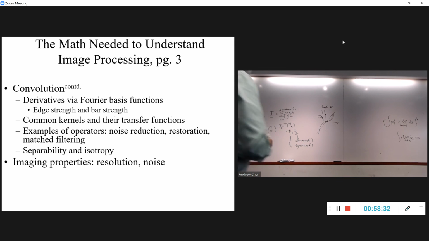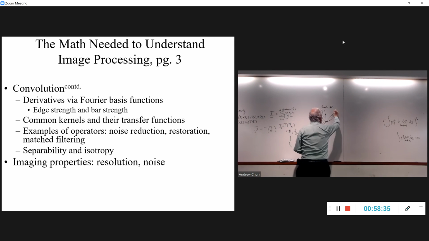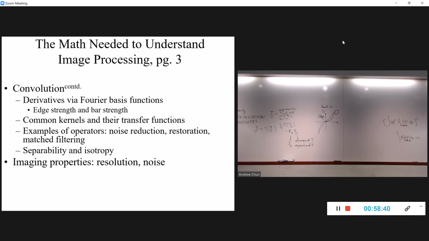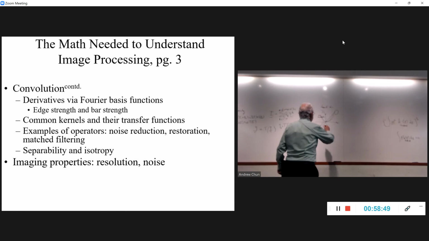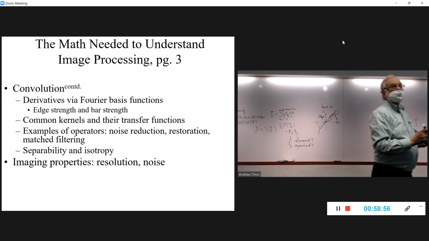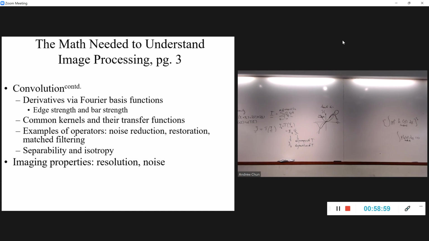That you started to get serious problems if you were amplifying these components at high frequencies by something where the signal to noise ratio was bad. And so these operators, typically in application, needed to be rolled off after a while to not have this bad amplification effect because of the noise. It's that bad signal to noise ratio at high frequency.